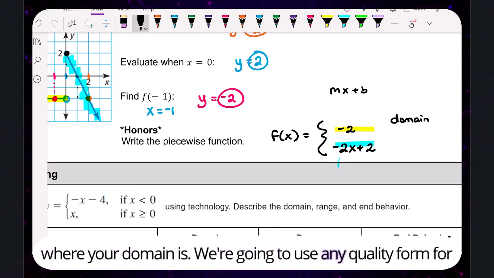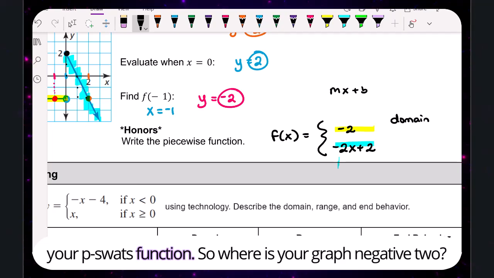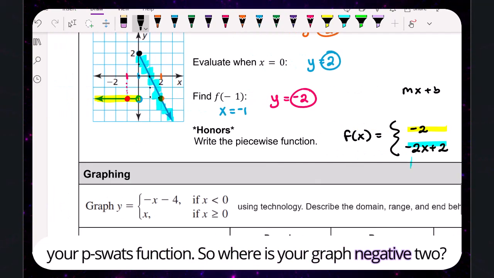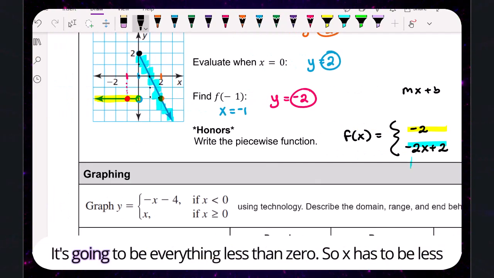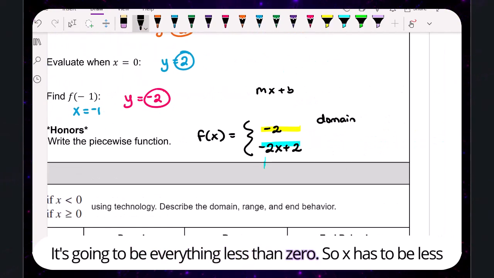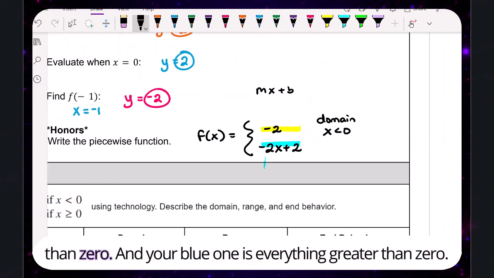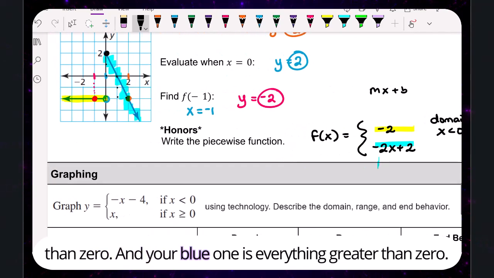All you have to do is clarify where your domain is. We're going to use inequality form for your piecewise functions. So where is your graph -2? It's going to be everything less than 0. So x has to be less than 0. And your blue one is everything greater than 0.